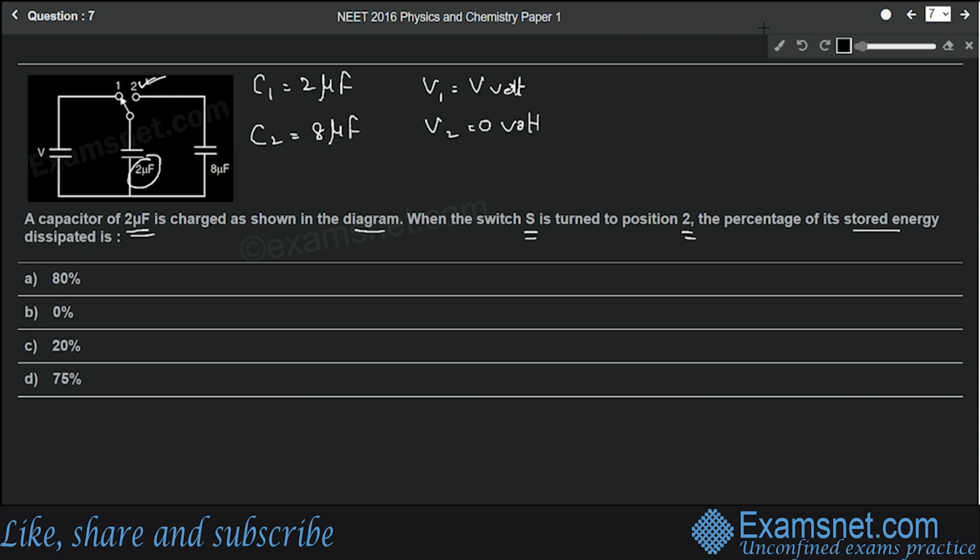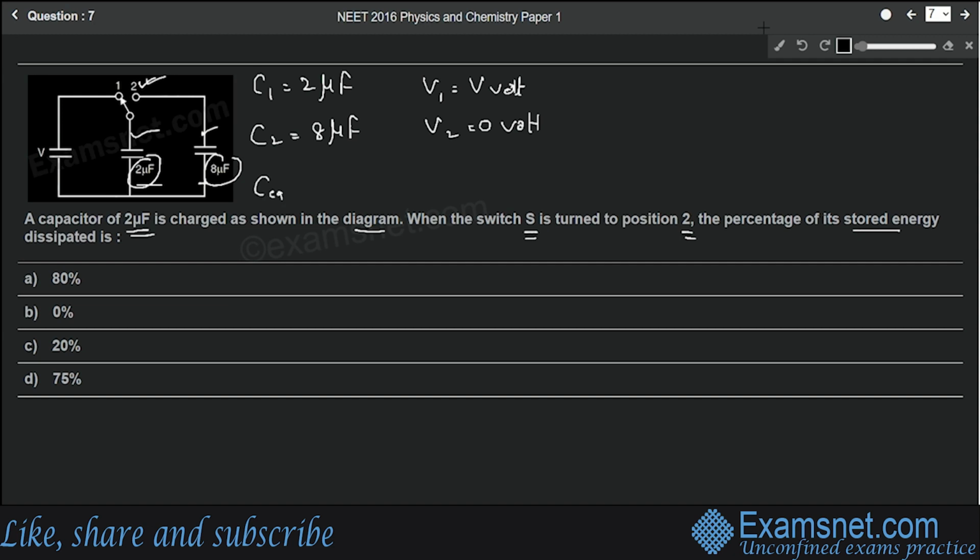So in that case the second capacitor will also start getting charged. That means the charge will start flowing from higher potential to lower potential until there is a common potential. So what will be the equivalent capacitance? The sum of these two capacitances, C1 plus C2, because these are in parallel combination.